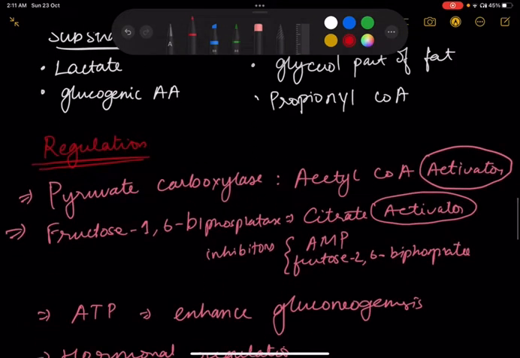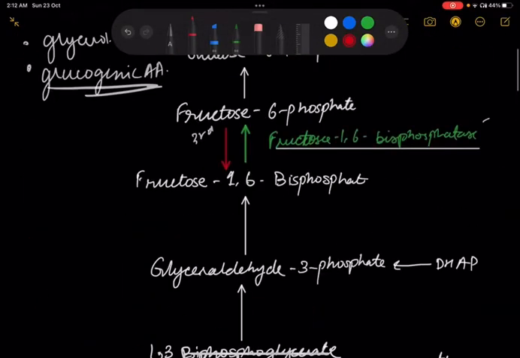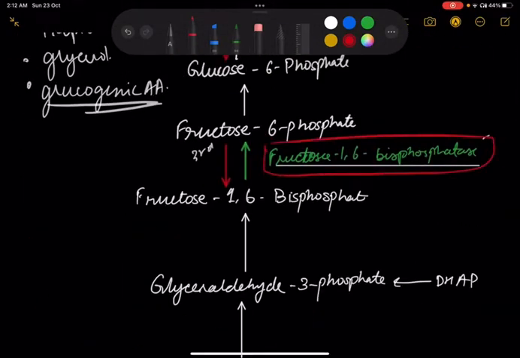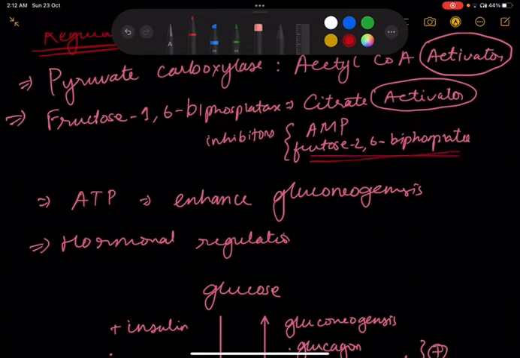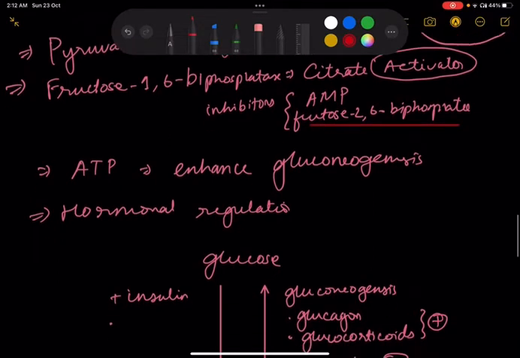Then we have fructose 1,6-bisphosphatase. We have to remember that this is activated by citrate and inhibited by AMP and fructose 2,6-bisphosphate. And ATP: as we know, gluconeogenesis, which means formation of glucose, requires energy, and glycolysis will produce ATP. So basically, if we have ATP, we can lead to the formation of glucose. That's why ATP will enhance gluconeogenesis.